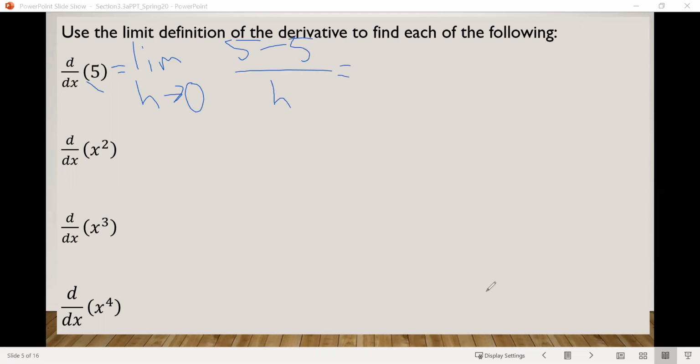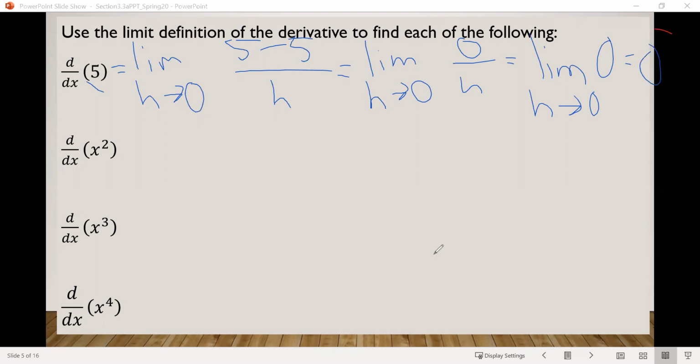So we end up with 5 minus 5 over h. This becomes the limit as h approaches 0 of 0 over h, and 0 over h is just 0. So we have the limit as h approaches 0 of 0. Here we're taking the limit of a constant, and you may remember that the limit of a constant is just that constant, so we get 0. So the derivative with respect to x of 5, or if our function 5 was f of x, f prime of x is just 0.